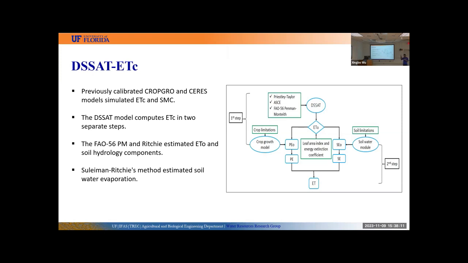How does the DSSAT model simulate evapotranspiration? It simulates by following two steps. First, it calculates reference evapotranspiration by using either the Priestley-Taylor method or the FAO-56 Penman-Monteith method. Then after calculating reference evapotranspiration, it considers the leaf area index and the energy extinction coefficient to partition this reference evapotranspiration into reference evaporation and reference transpiration. And then the second step, by considering the crop limitation, it reduces the reference transpiration into actual transpiration. And by considering the soil limitation, it reduces the reference evaporation into actual evaporation. So once we have actual evaporation and actual transpiration, by summing the two, we get actual evapotranspiration.